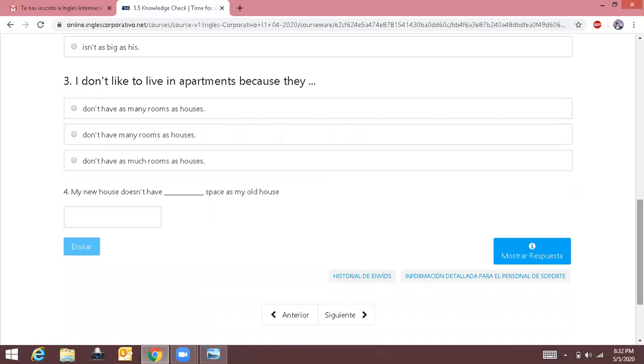And we have number four. My new house doesn't have... as much. So my new house doesn't have as much space as my old house. Do you agree with that one? Yes. Doesn't have enough space, yeah. As much space as my old house. That is a possibility too. Yes, that's another possibility too. All right, anything else? Are we okay with these exercises?